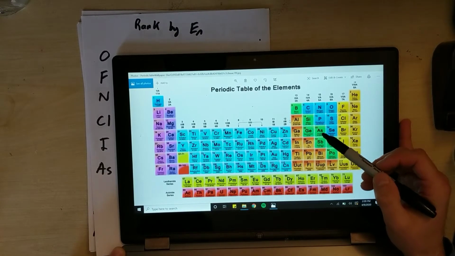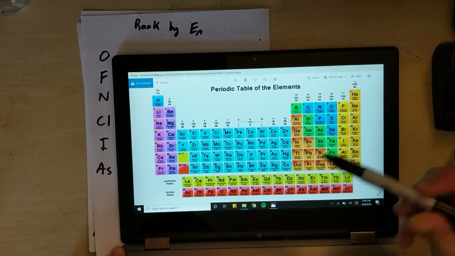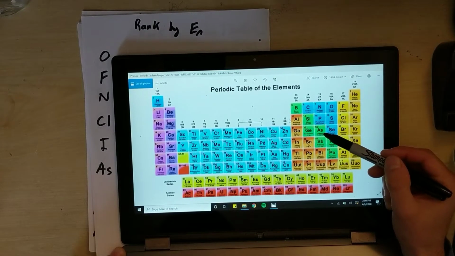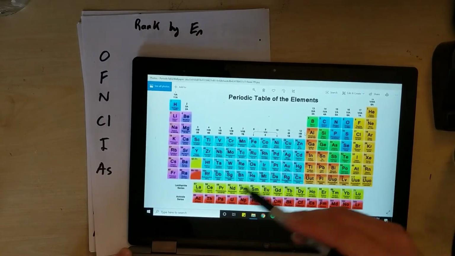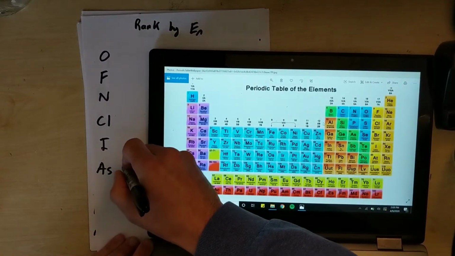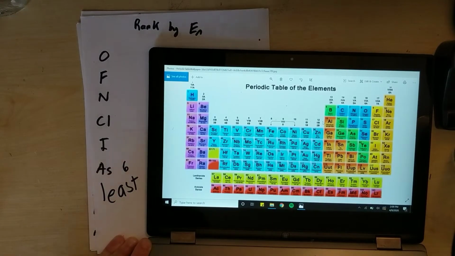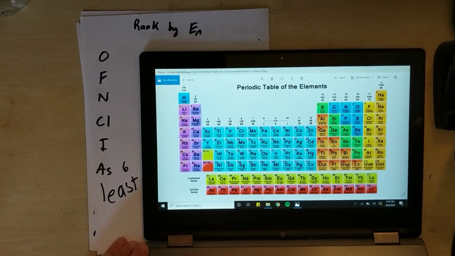Arsenic is a very clear one that's not going to be very electronegative. First of all, it's a metalloid. Second of all, it's pretty far this way. So this is going to be the least electronegative. Let's say that that's going to be 6. All right, so we're going to say 6 is the least, 6 in its electronegativity.